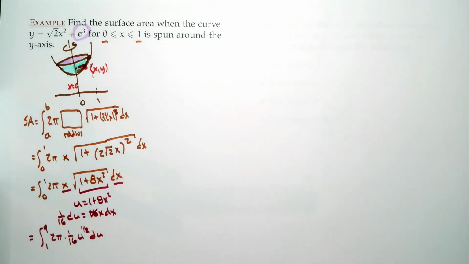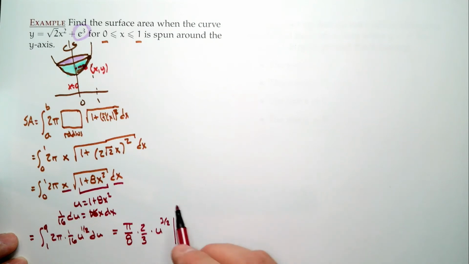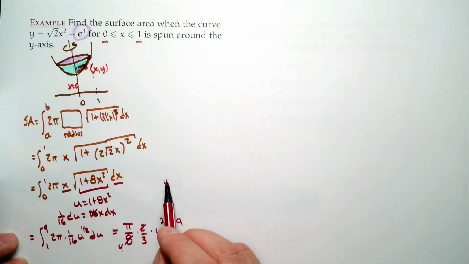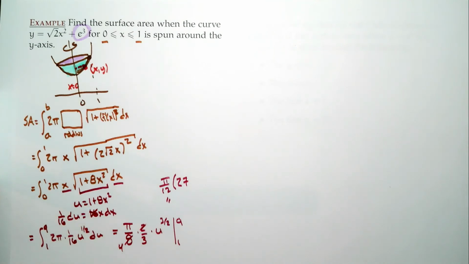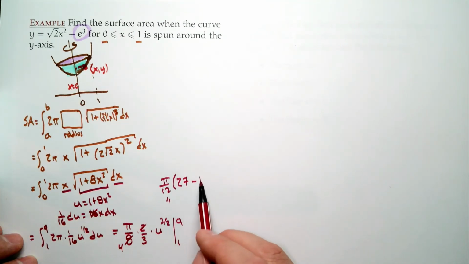Well, that's something we can integrate. In fact, we just integrated that a few minutes ago, so we'll go ahead and integrate. The 2 in the 16 simplify to give us pi over 8. Then we'll get u to the power 3/2 when we integrate, and there'll be a 2/3 down in front. Evaluate from 1 to 9. With the 2 going into the 8, we get pi over 12 in front. 9 to the 3/2, we said a minute ago, was 27. 1 to the 3/2 is 1.